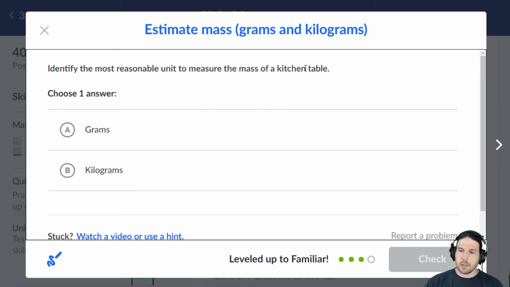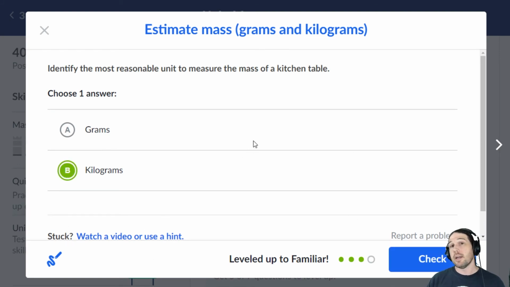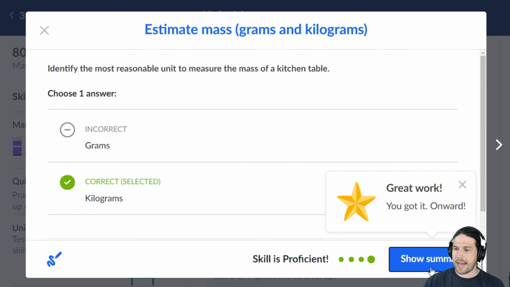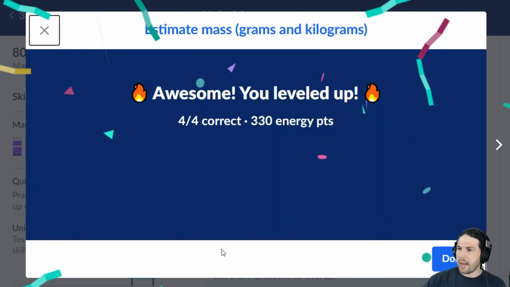Identify the most reasonable unit for a kitchen table. For a kitchen table, I think kilograms would be better because, again, as an American, I think of pounds. So if I think of a table as being like 50 pounds, oh, that's probably about 22, 23 kilograms. And that is estimating mass with grams and kilograms.